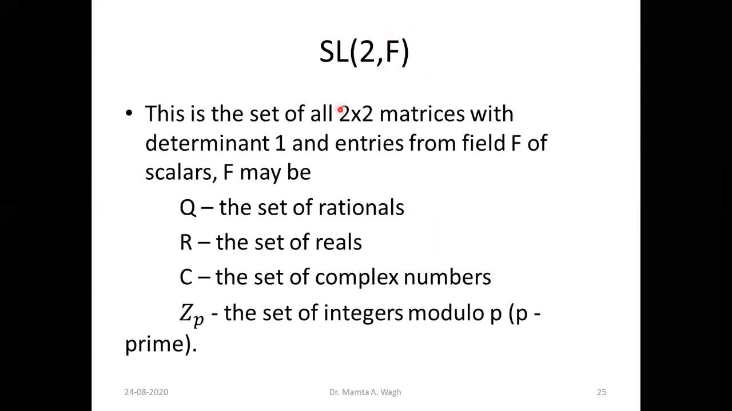F can be the set of rational numbers. That means the entries of those matrices can be rational numbers or real numbers. If they are real, then it will be SL2R. If we are taking rational numbers, then that will be SL2Q. If they are complex numbers, then this will be SL2C. And if the entries of matrices are coming from the set of integers modulo P, then that will be SL2ZP. So this is just a notation of the special linear group over a field F. Here the field can be any of these.